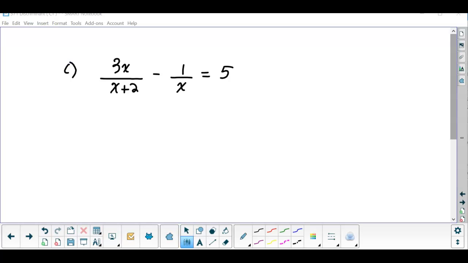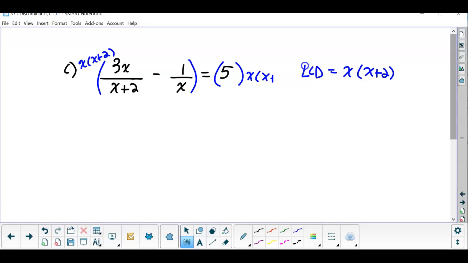So you want to remember to multiply through by your lowest common denominator, which in this case is x times x plus 2. These denominators are different, so you need one factor of each. So multiply the left side by the lowest common denominator and the right side by the lowest common denominator. Okay, so distribute that. The x plus 2's divide out, so we get 3x squared minus the x's divide out, so we get 1 times x plus 2, keeping that in brackets or changing the sign if you don't. And this is 5x times x plus 2.